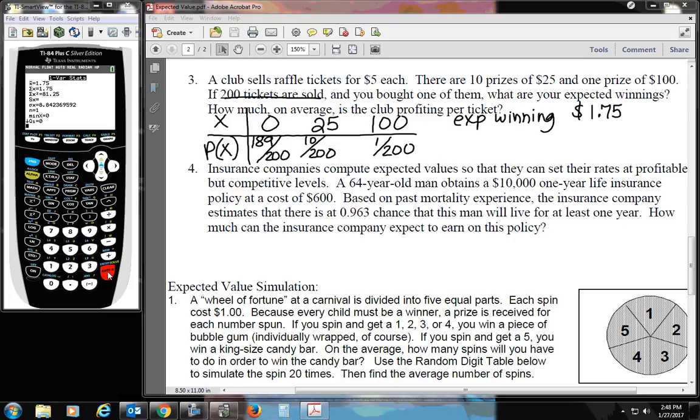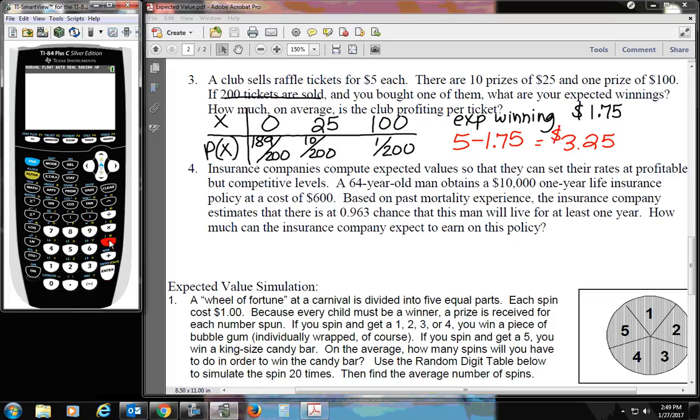The question goes on and says, how much on average is the club profiting per ticket? So the club is selling the tickets for $5 a piece. And on average, they're having to give out $1.75 to each person, theoretically. So if we take the $5 that they're paying for the ticket and subtract the $1.75, then the club is expecting to profit $3.25 for each ticket that they're selling.